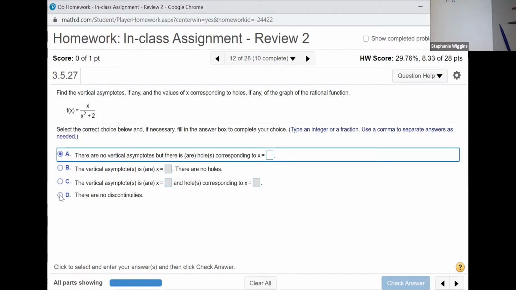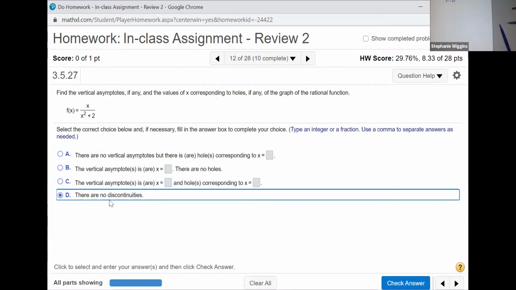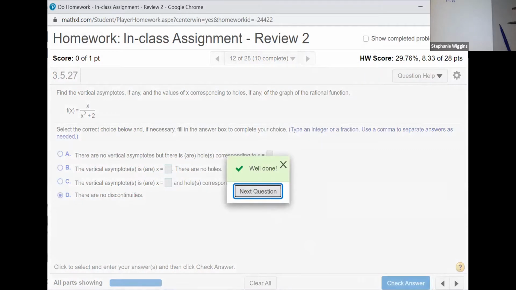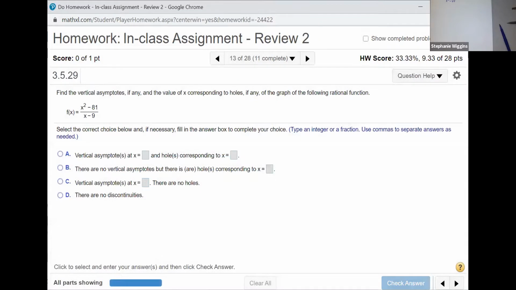Oh, wait. There are no discontinuities right here at the bottom. I think I have 4 questions like this on the test, so make sure you know how to do these types. Check out the review.